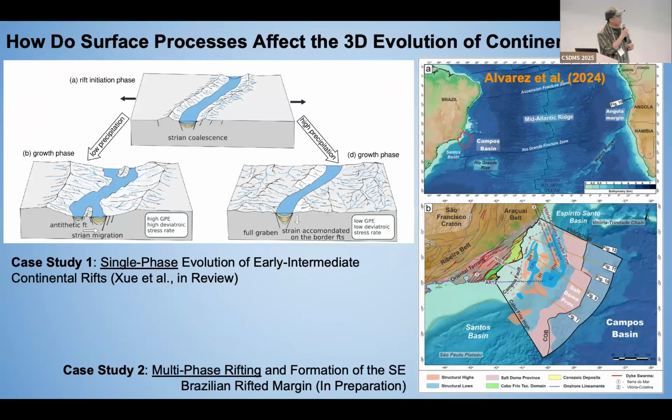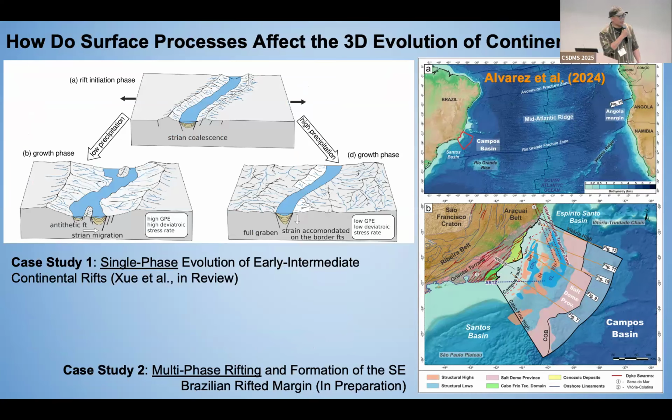Today, we would like to talk about how surface processes could impact the evolution of continental rifts. We will provide two studies. One is single phase, and the other is multiple phase. Single phase means the extensional direction is constant through our modeling time, and multi-phase means it changes through time.